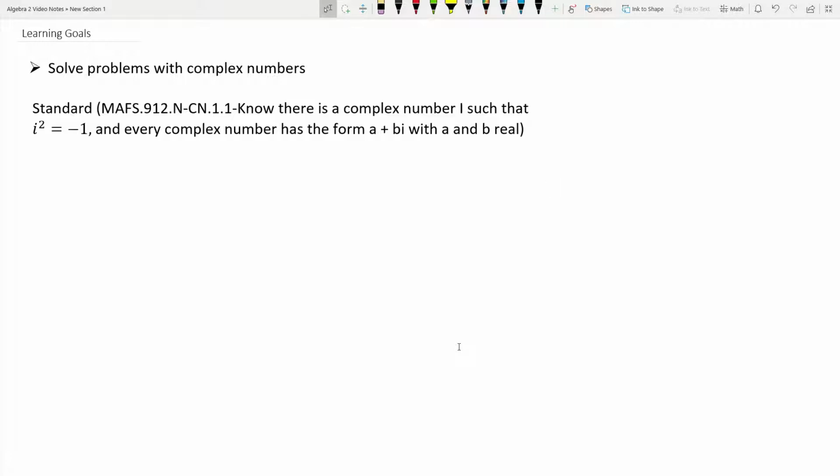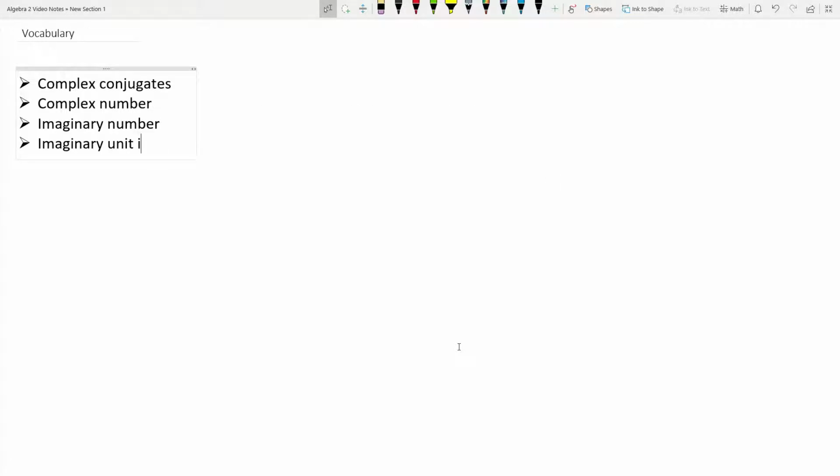So the standard is that we have to know that there's a complex number i such that i squared is equal to -1, and every complex number has that form. So let's get a little bit more into complex numbers. This is the vocab that you need to know: complex conjugate, complex number, imaginary number, and the imaginary unit i.